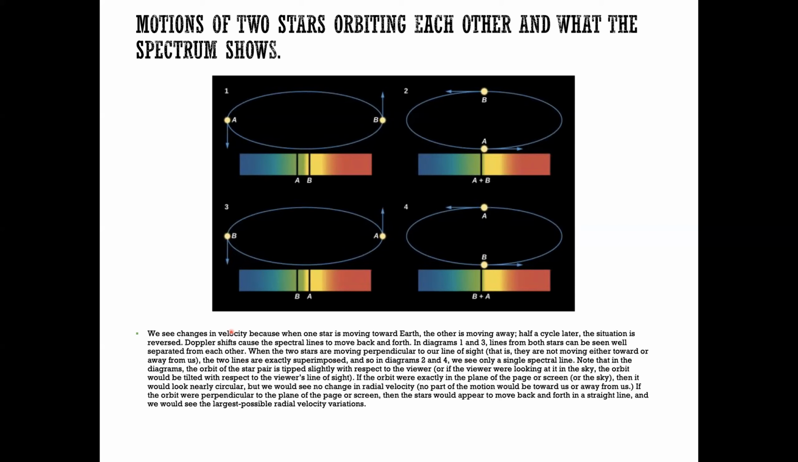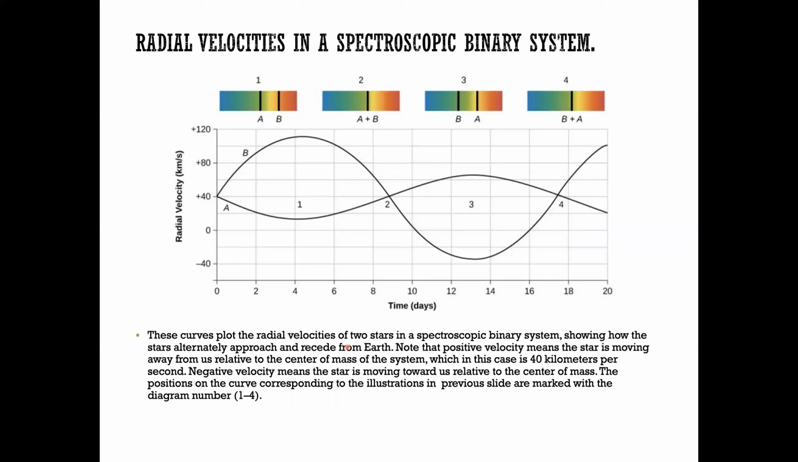I have some text here for you to understand when you read through it. And here is how the radial velocities look in the spectroscopic binary system. It is actually not hard to understand. You can see the velocities from this graph, just a plot of radial velocities.